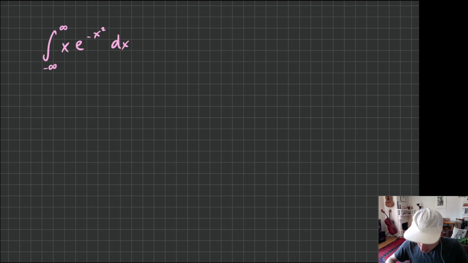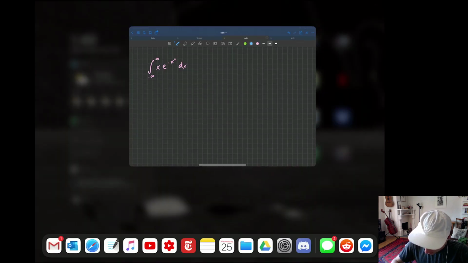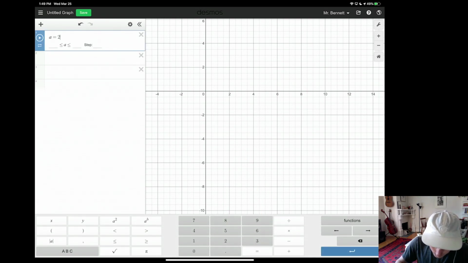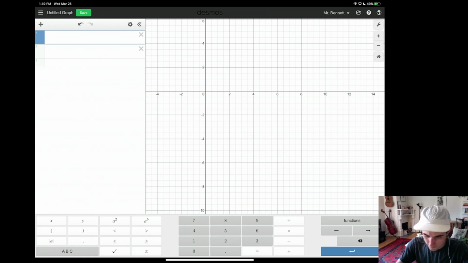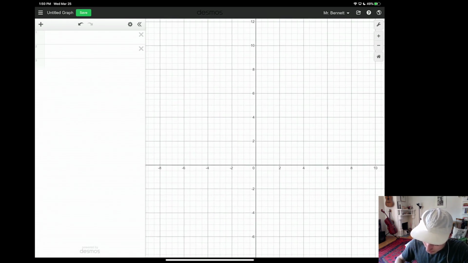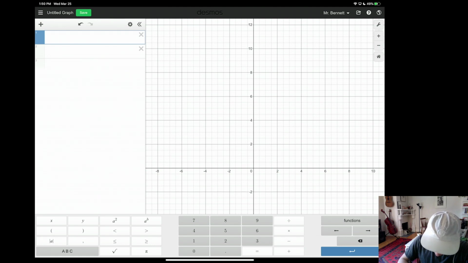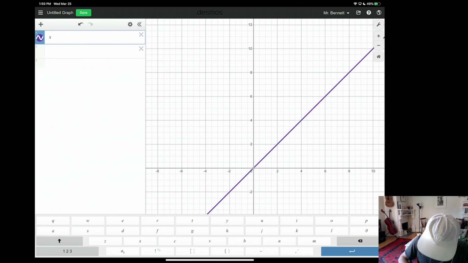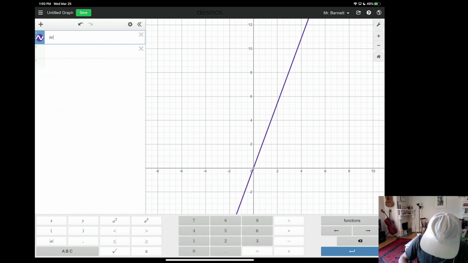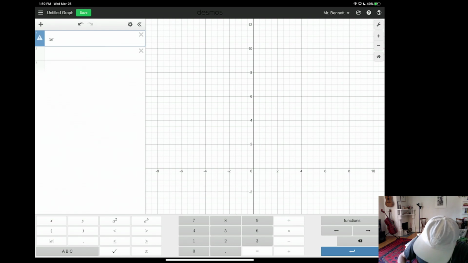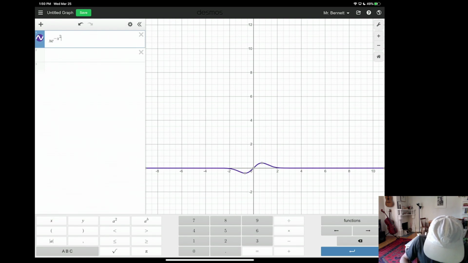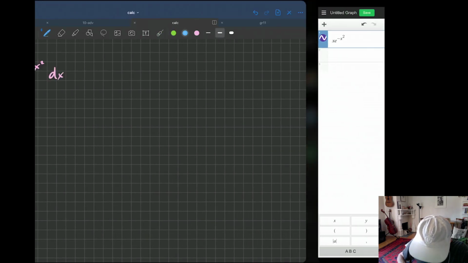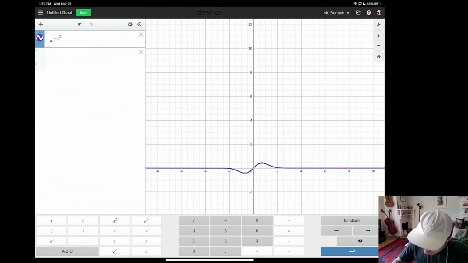So I'm going to quickly graph this on Desmos just so we have some idea what it looks like. We don't really have to graph it, I just want to give you an idea of what we're doing. My guess is that it's going to look like some kind of little bump. So we've got x times e to the power of negative x squared. Yeah, okay, so it's kind of like a little bump.